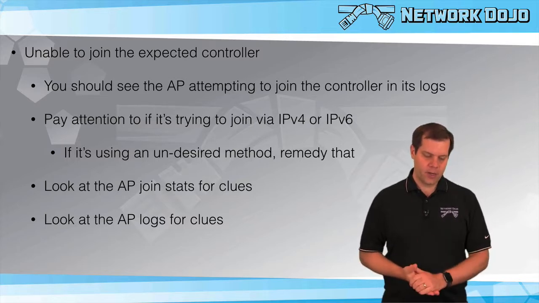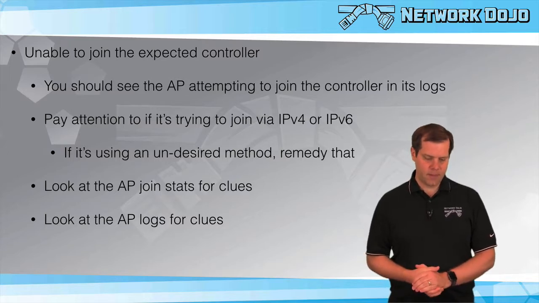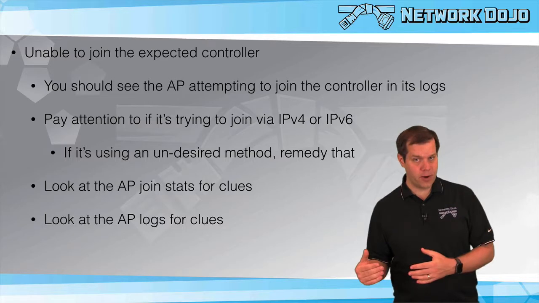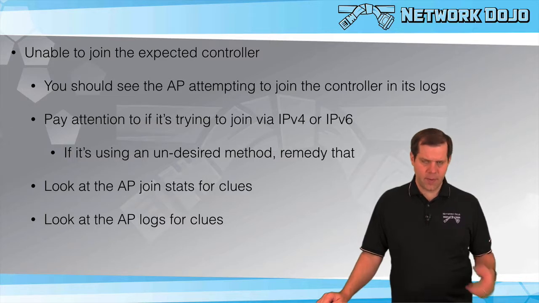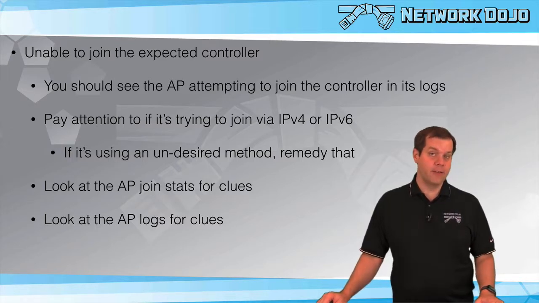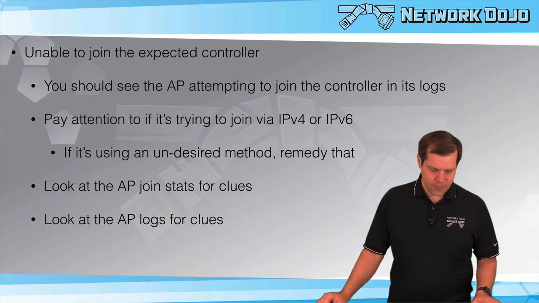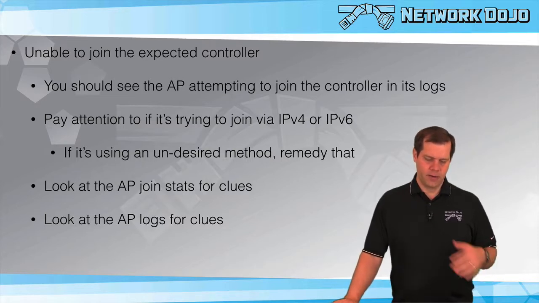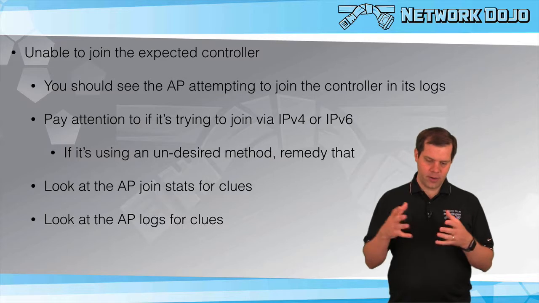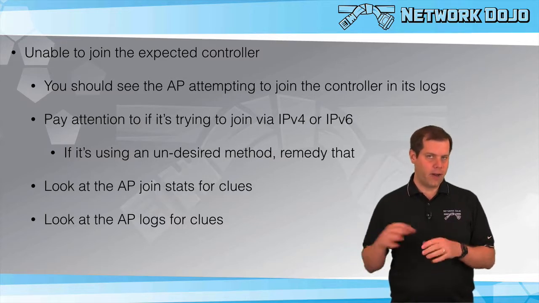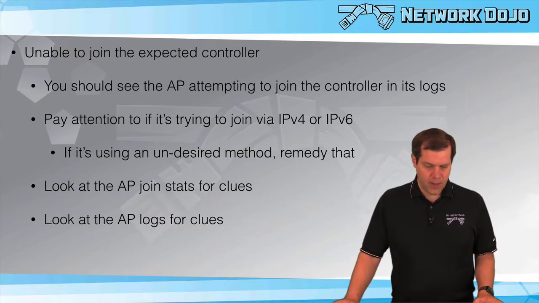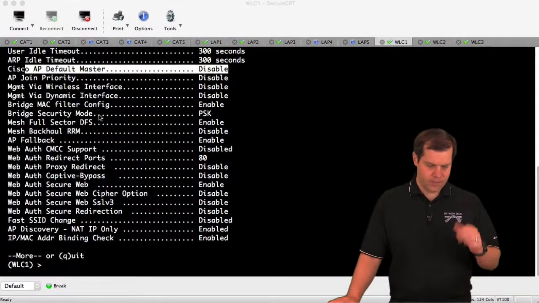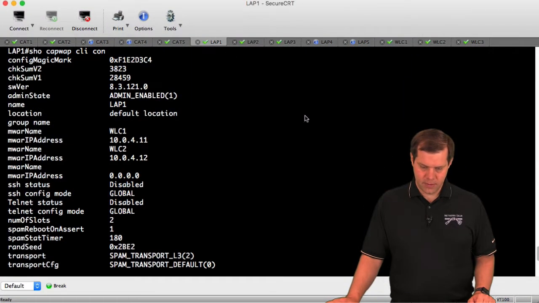The other place that I usually go is the AP logs for clues, because the logs, while not as helpful for the join process, can still sometimes have some helpful errors. Like expired certificate errors are oftentimes very, very obvious in the AP logs. Unfortunately, a lot of the other problems aren't. So AP join stats usually have a little bit better clues, but sometimes one place has the better clues, sometimes the other, and it all depends on the reason why we're not joining. So we want to know all of our options to gather as much information as possible. So again, look at those AP logs.